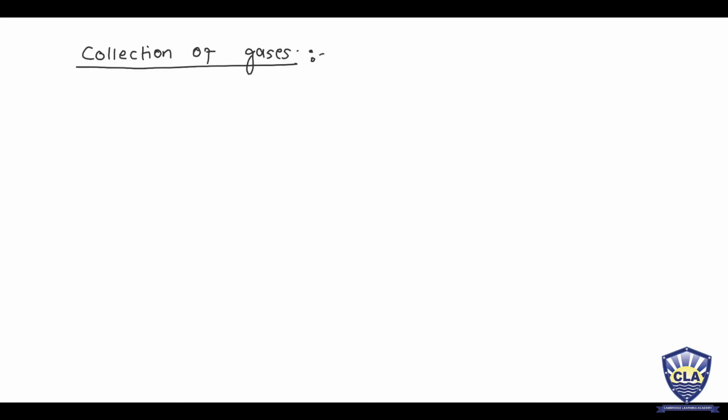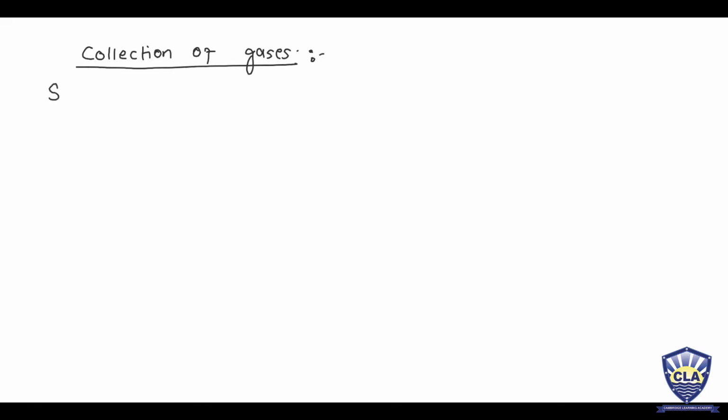Okay, my dear students, if you want to collect a gas, how should you collect it? There are three steps you have to follow for the collection of gases. Any gas could be collected by a gas syringe, all the gases. But if you want to collect the gas in a gas cylinder, which is made up of glass, how could you collect it? So there are three steps.